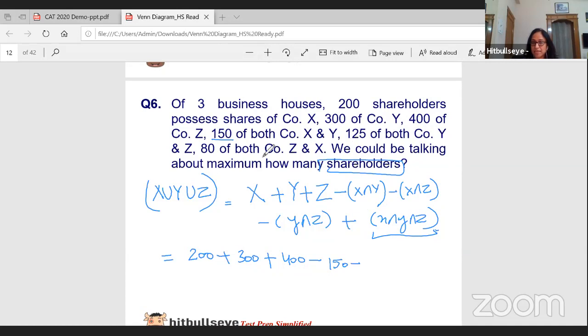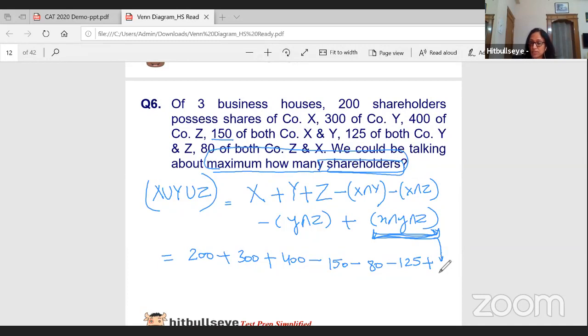Intersection of X and Z is given to you as 80. And intersection of Y and Z is given to you as 125. I just don't know this value. That's it. This value is to be substituted here, and it should be substituted in such a way that I get the maximum number of shareholders.